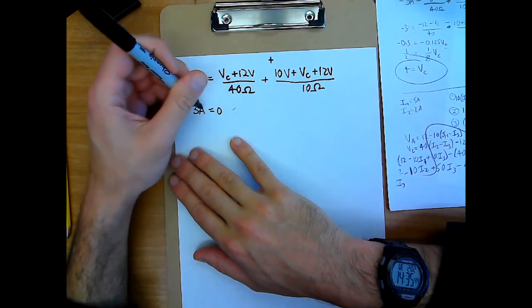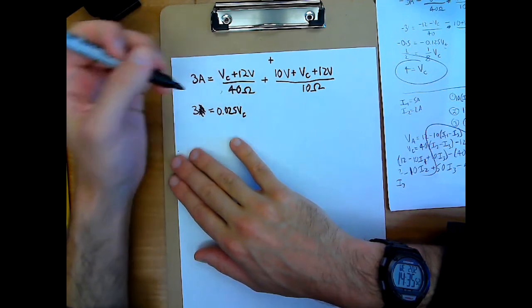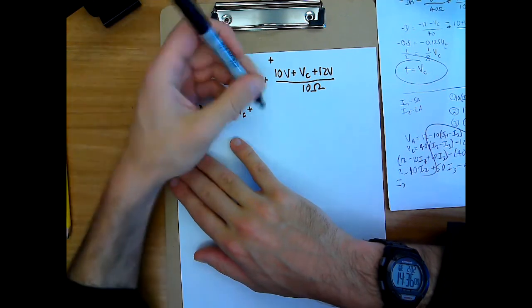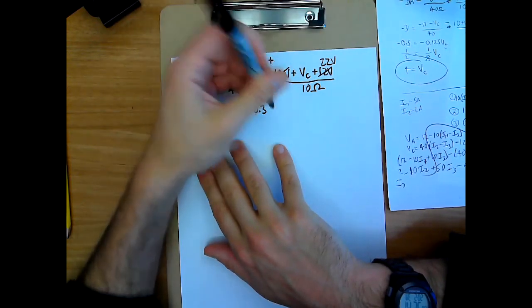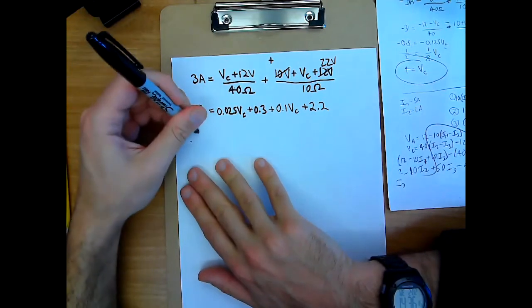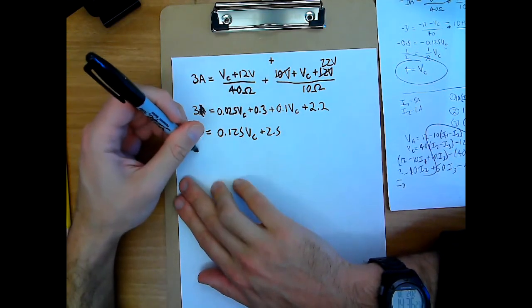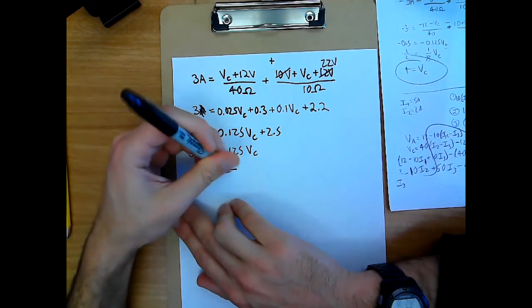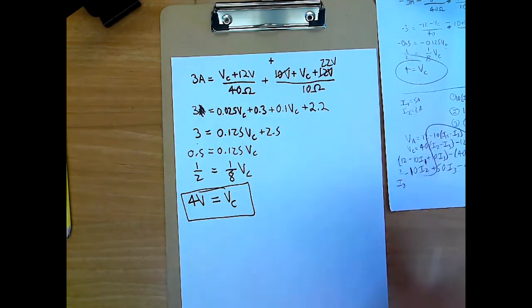I'm going to drop the unit notations here because it's going to get very confusing soon. 12 over 40, pretty sure is 0.3. That combines to be 22. Okay, so that's 3 equals 5 VC plus 2.5. So that's 0.5 equals 0.125 VC, or it's just 1/2 equals 1/8 VC. VC equals 4 volts. And that's the show.